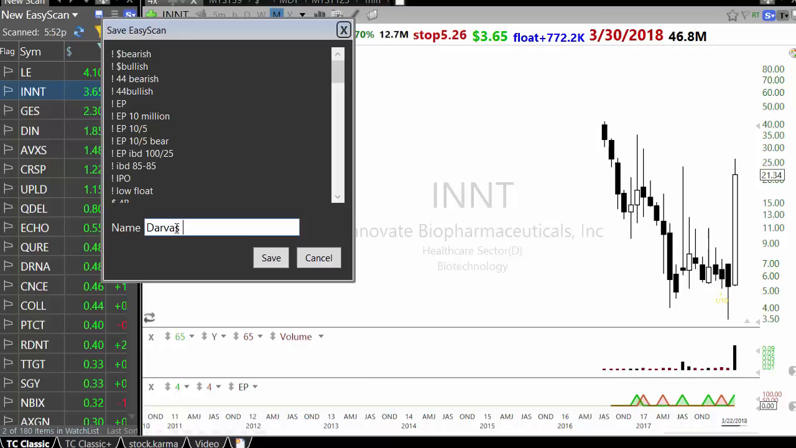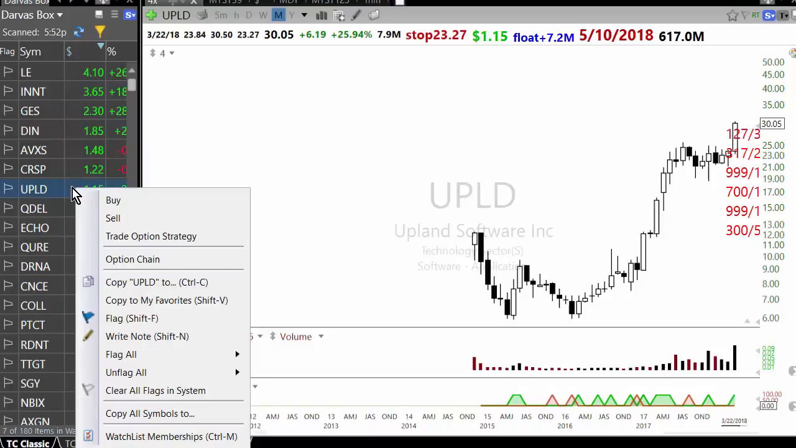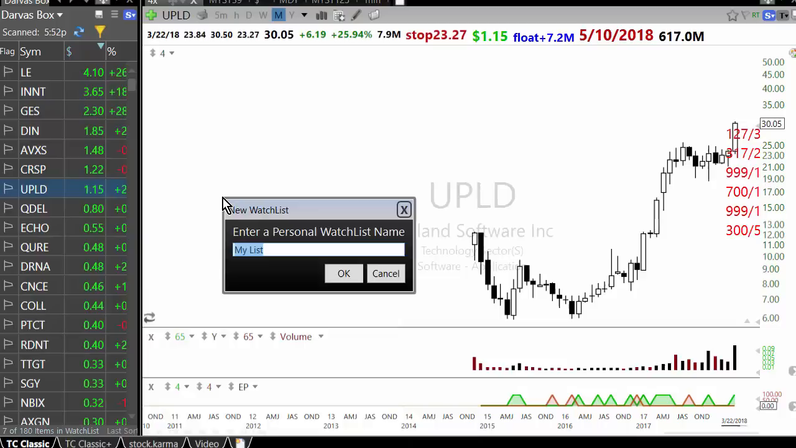Okay, so you saved this scan. Now what we are going to do is copy all these symbols into one new personal watch list called Darvas box. And that's where you can do the analysis. That way you can eliminate some of the stocks. Okay, so we have this personal watch list called Darvas box.